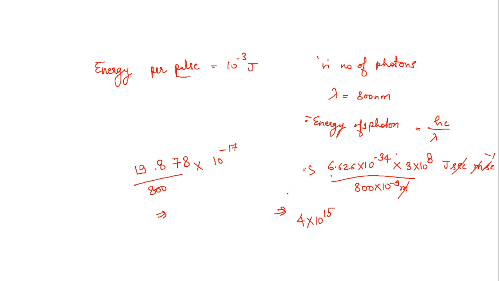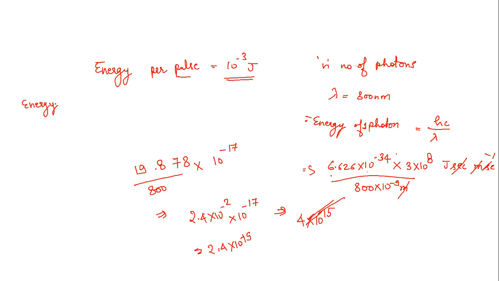And if you divide this whole, you will get, okay, just a second. So when you calculate it, 19.878 divided by 800 is 2.4 into 10 to the power minus 2. So it will be 2.4 into 10 to the power minus 2 into 10 to the power minus 17. So it will be 2.4 into 10 to the power minus 19, right? And this is in joules.